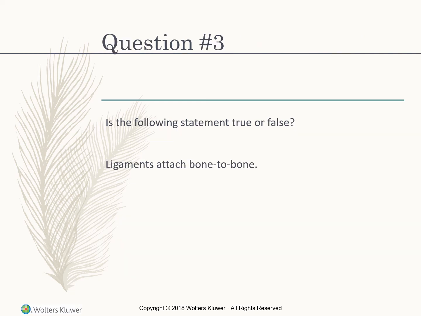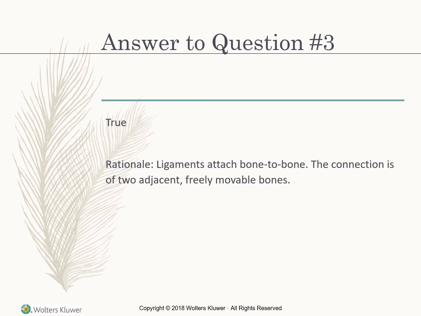Question number 3. Is the following statement true or false? Ligaments attach bone to bone. The answer is true. Ligaments attach bone to bone. The connection is of two adjacent, freely movable bones.